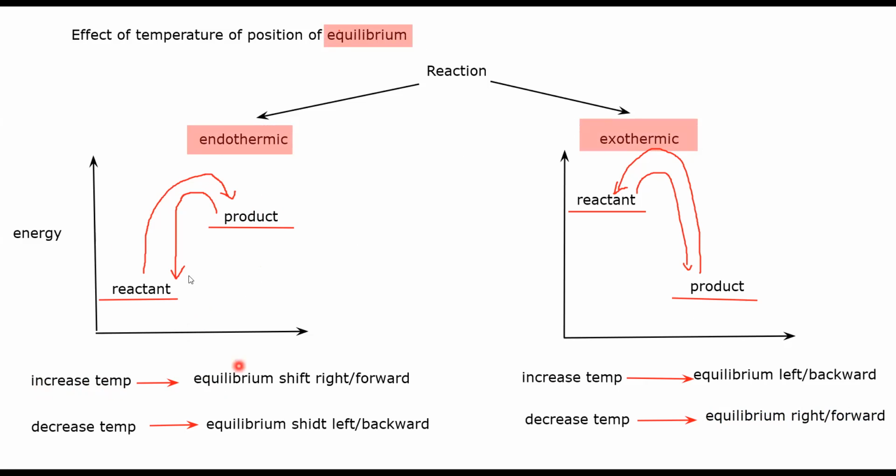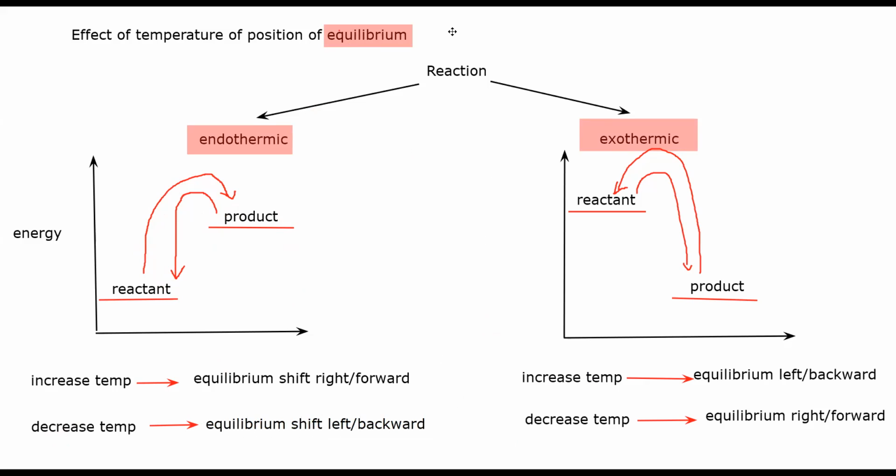But if I supply more energy, most of the reactant absorbs energy and forms the product. So if most of the reactant absorbs energy and forms the product, where will the equilibrium shift? Equilibrium will shift towards right hand side. And if I decrease the temperature, I remove the energy, so product loses most of its energy and it will form reactant back again. So where will the equilibrium shift? The equilibrium will shift towards left hand side or backward.